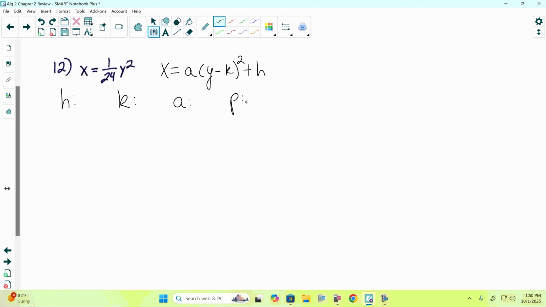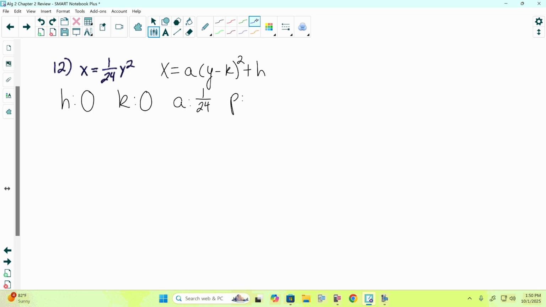A in this case is what? 1/24. That just lines up with the equation. The spot where a is, it's 1/24. So a is 1/24. What's the value of h? 0. K is 0, because there's not a number where h and k are. They have to be 0. If there's not a number where a is at, it has to be 1.